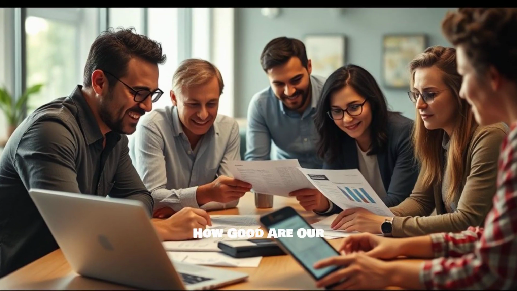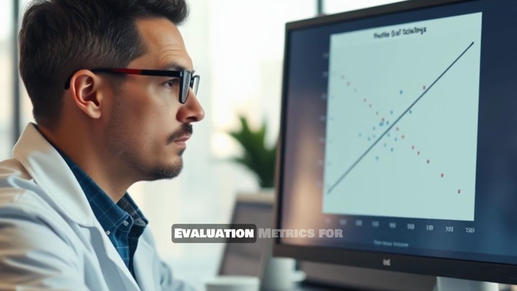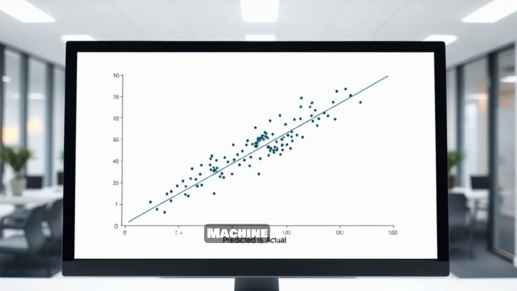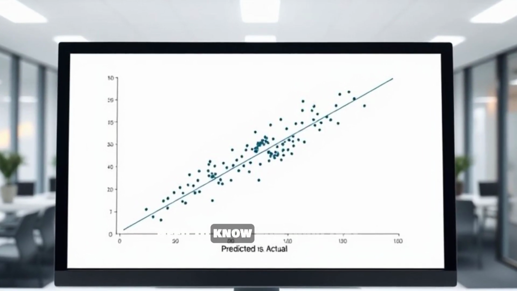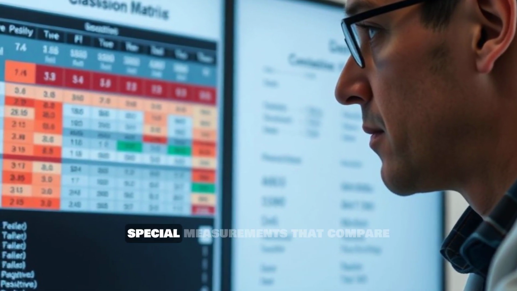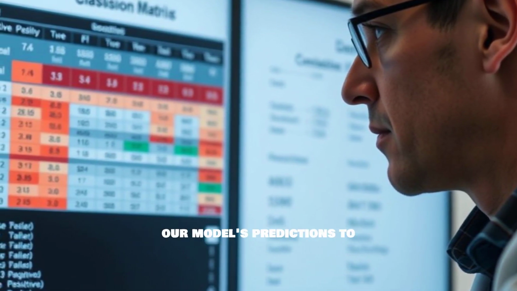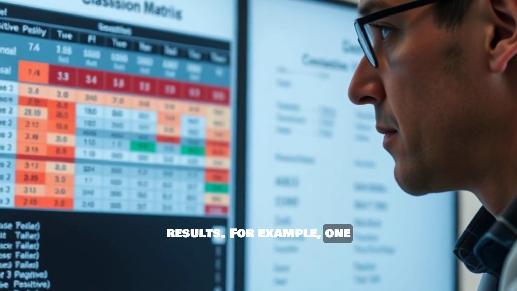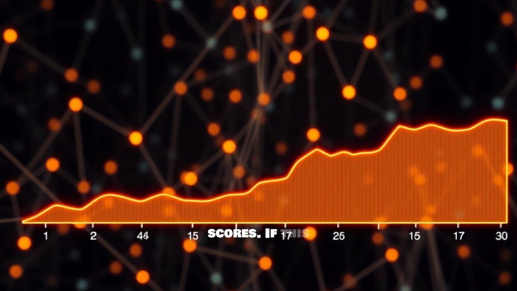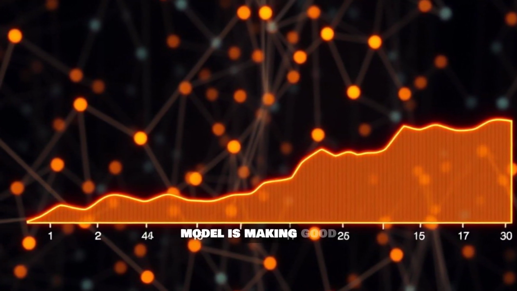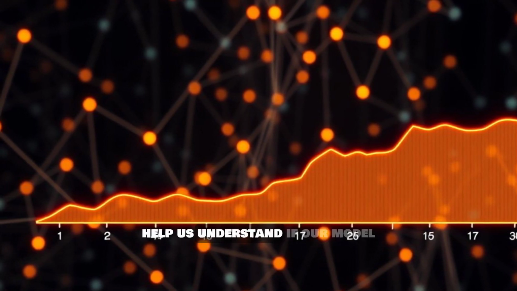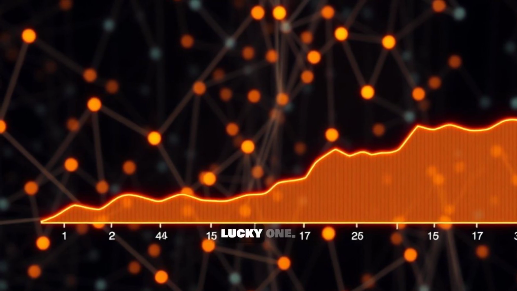How good are our guesses? Evaluation metrics. Evaluation metrics for regression are numbers that tell us how accurate our predictions are. After our machine learning model makes its guesses, we need to know how good they are. We don't just guess and hope. Evaluation metrics are special measurements that compare our model's predictions to the actual results. For example, one common metric might tell us the average difference between our predicted scores and the actual scores. If this average difference is small, our model is making good predictions. If it's large, we know our model needs more work. These metrics help us understand if our model is a great guesser or just a lucky one.